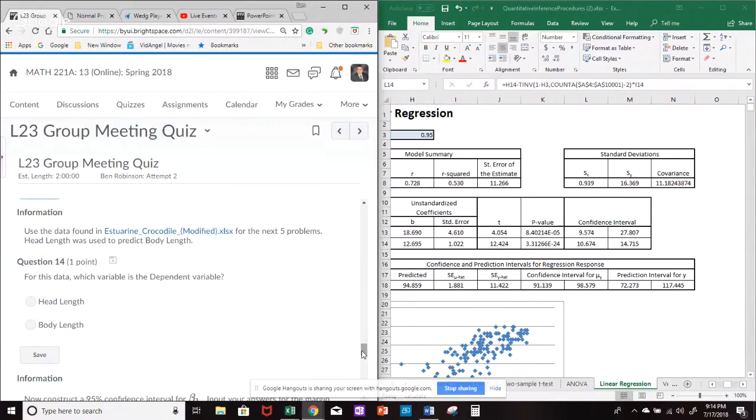The next one says, now we have to use the crocodile modified Excel sheet to see if head length was used to predict body length. For this data, which variable is the dependent variable? Okay, let me check this.